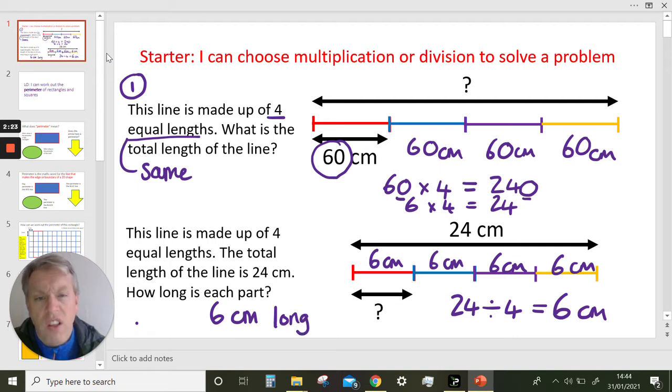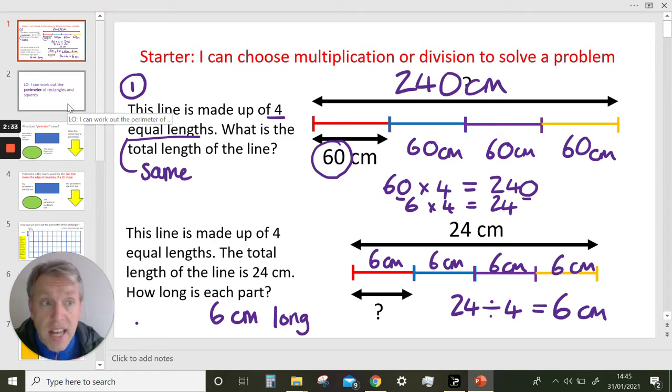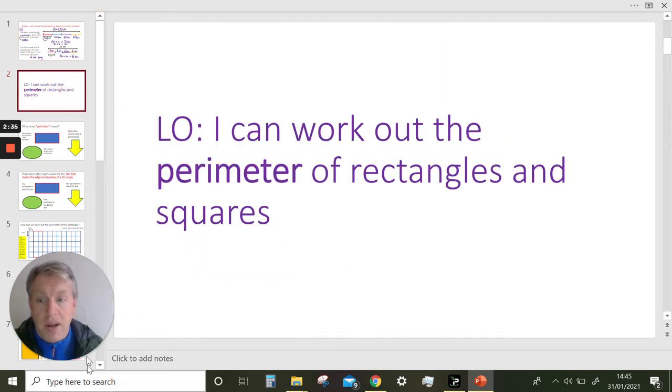And the total length of the line here, I should have written that in. I should have said the total length is 240 centimetres long. Okay, it's our second lesson on multiplication. Now, it's our second lesson on perimeter.